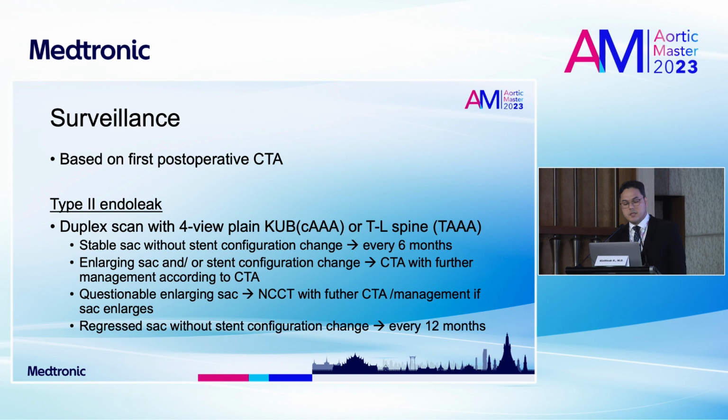With the type 2 endoleaks, it's also more of the same. The sac size is an important thing to follow, also with the plain film to see the stent configurations. And then if something happens, we are not reluctant to start with the CT. But if it's not really necessary, just questionable, start with non-contrast CT first.